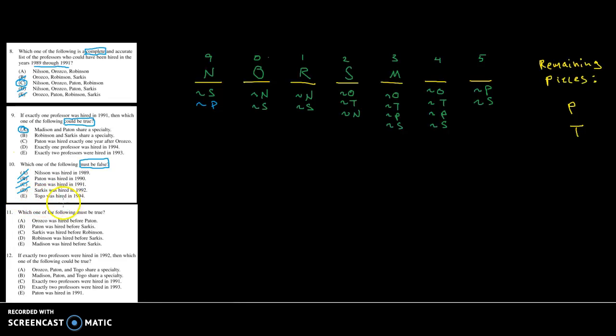But just look at it for a minute. T was hired in 94. Well, look at our column 94. We explicitly stated can't put T in there. That has to be false. That would break a rule. So there's our answer. Answer is E.